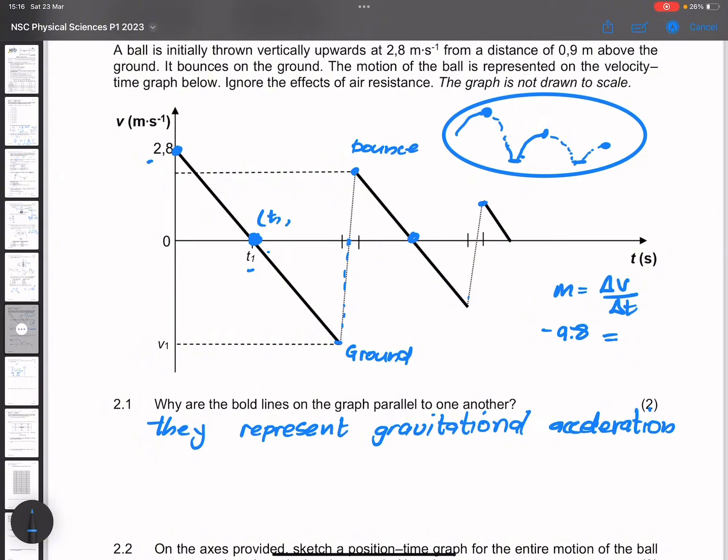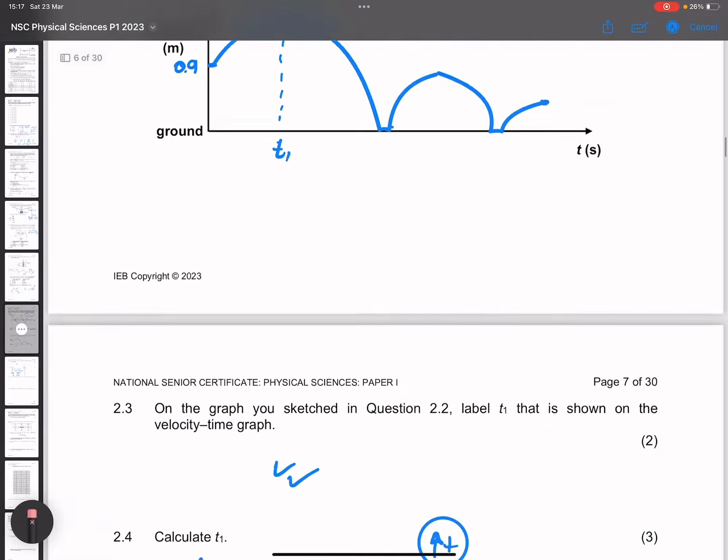So here you've got T1 and 0. Okay, here you've got 0 and 2.8. Okay, so I'm going to say y2 minus y1, so that's 2.8 minus 0, divided by 0 minus t1. And of course you can do your mathematical gymnastics there, and you'll see that t1 gives us exactly the same answer of 0.29 seconds. All right, please take the liberty to do that for yourself, and you'll see that you get the same answer.